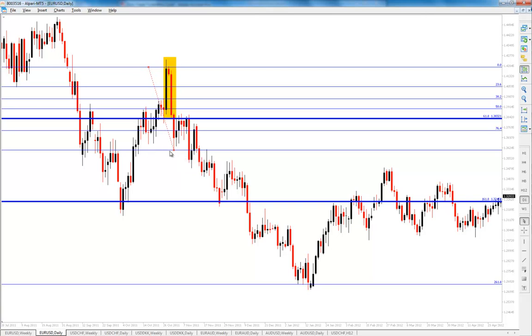So as you can see, the market came down, then came back and retested this area over the course of the next week, and then continued its move down. It found support at the 161.8 level, but it did actually continue, and then fell down and reached the target of the 261.8 level, which would be definitely a good area to close.